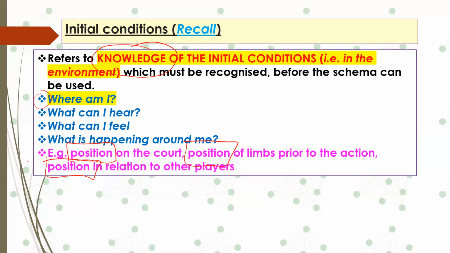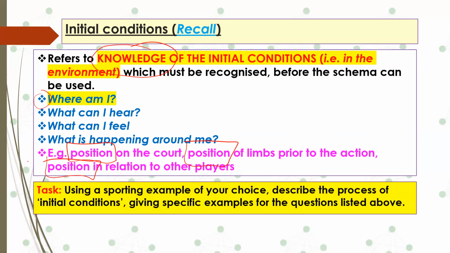So you get an initial picture, you get an idea of what the initial conditions of the environment are before you then move it forward. So what I want you to do is, using a sporting example of your choice, make sure you've got this information noted down, but then apply it to a sporting example, describe the process of initial conditions, giving specific examples for the questions listed here.